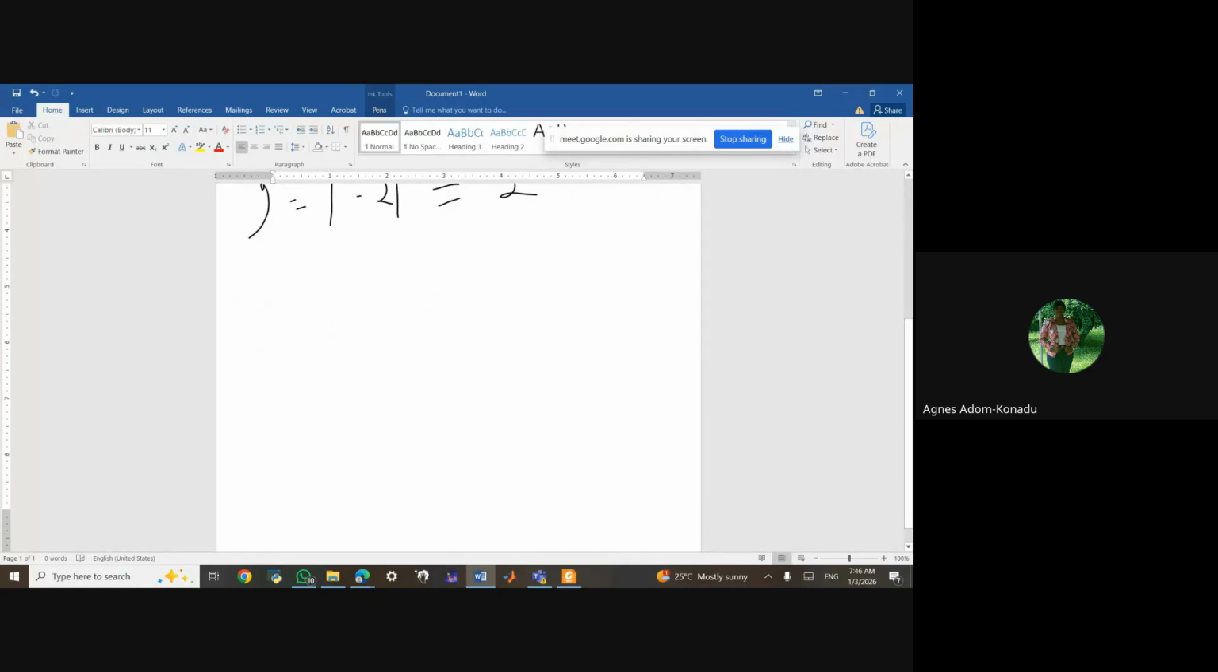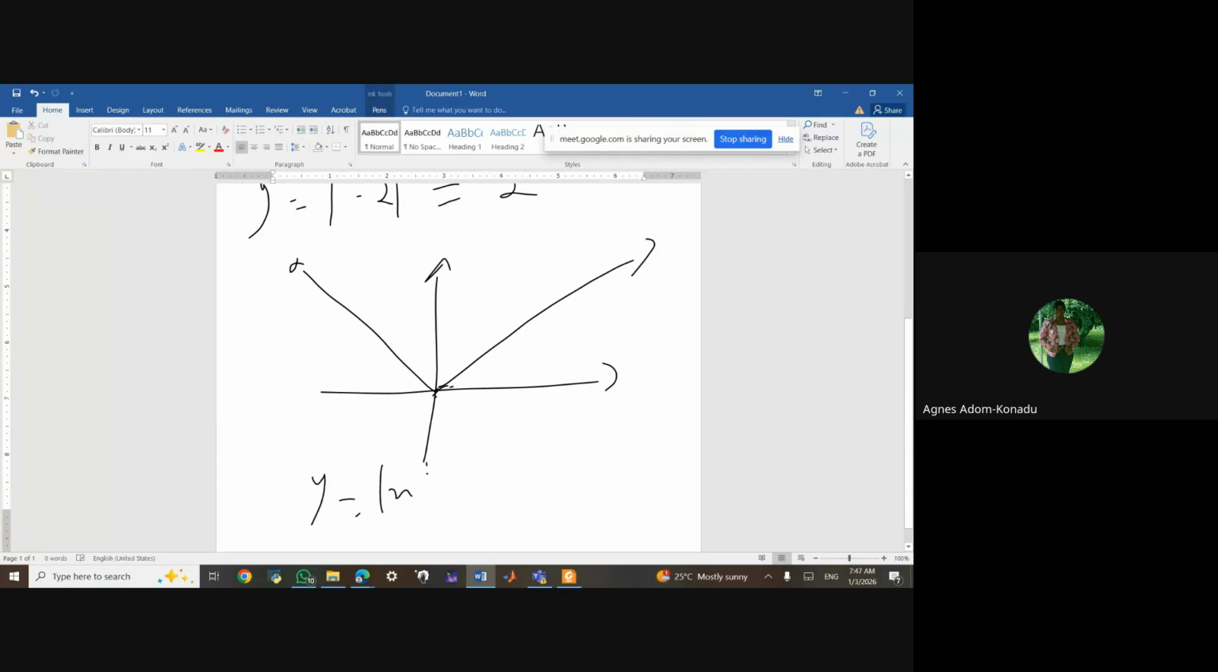So the graph of this function will be, my 0 will be 0, and all the positive values will be positive, and then the negative values will still be positive. So we have negative values for x, but the y values will be positive. So this is the graph of y equals the absolute value of x.